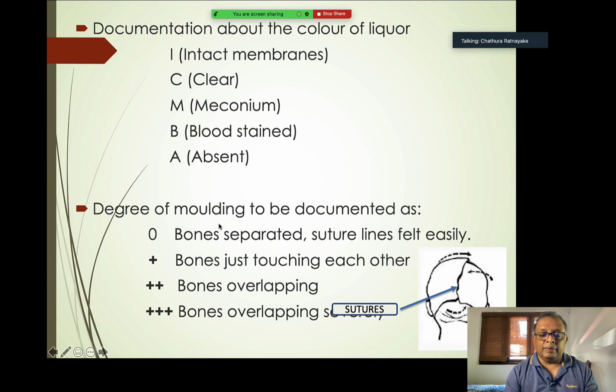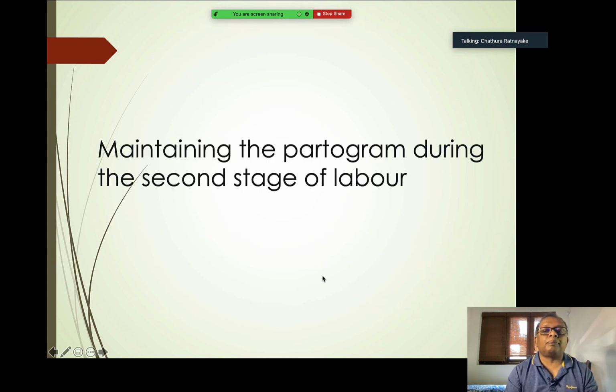Then the molding, a good sign of obstruction, which can be documented as 0 if the bones are separated and you can feel the suture lines clearly, and if bones are touching each other, it is plus 1, overlapping but separable on pressure, it is plus 2, and plus 3 if it is overlapping and you cannot separate them with your pressure on the bones. So, that is how you note down the partogram in the first stage.